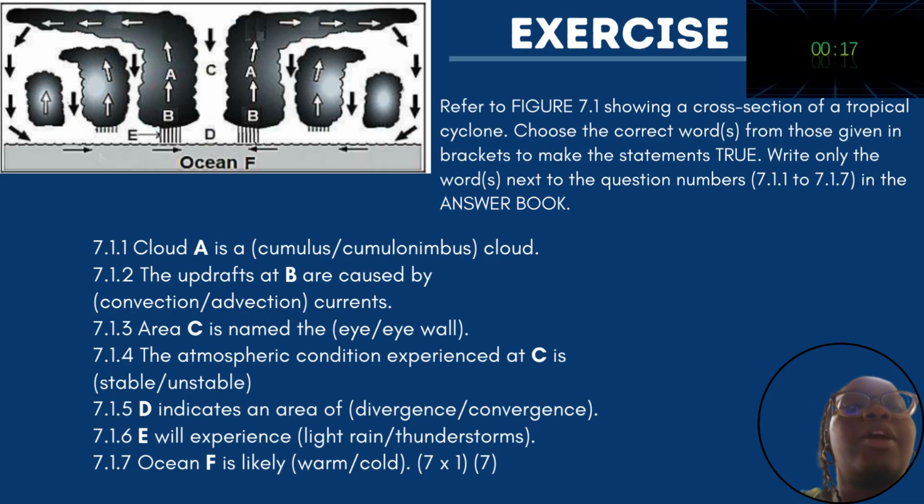7.1.4, the atmospheric condition experienced at sea is unstable, right? D indicates an area of convergence. As you can see, there are two arrows that are coming in. The top of C would be divergence because the arrows are going out. So just look at the arrows if they're given to you. And then 7.1.6, E will experience thunderstorms. As you can see, those rains are very heavy. And then 7.1.7, ocean F is likely warm. So again, remember we need it to be warm, at least greater than 26.5 degrees Celsius.